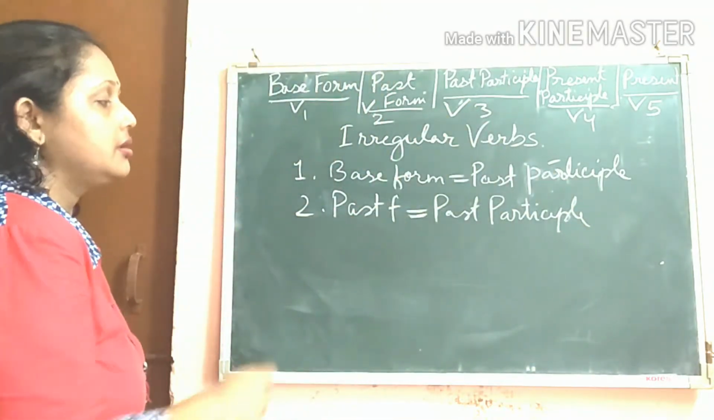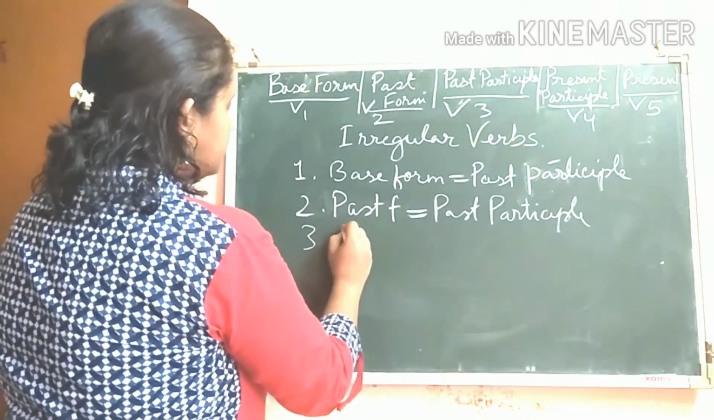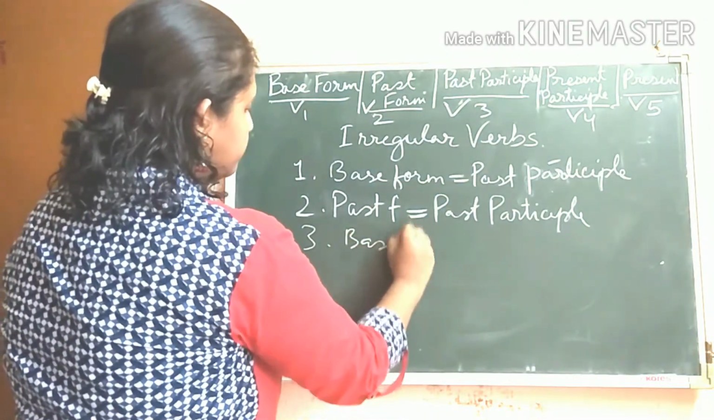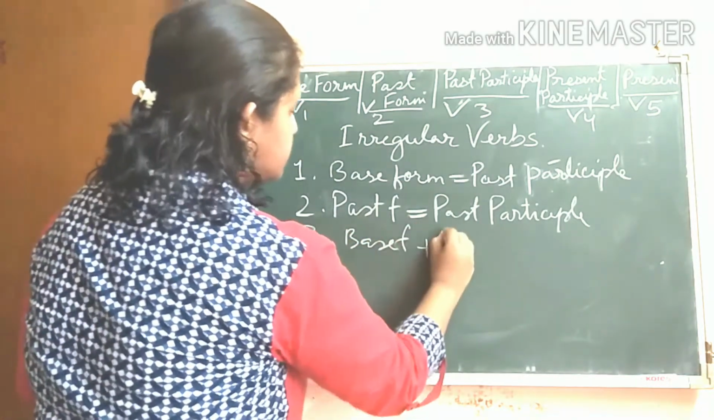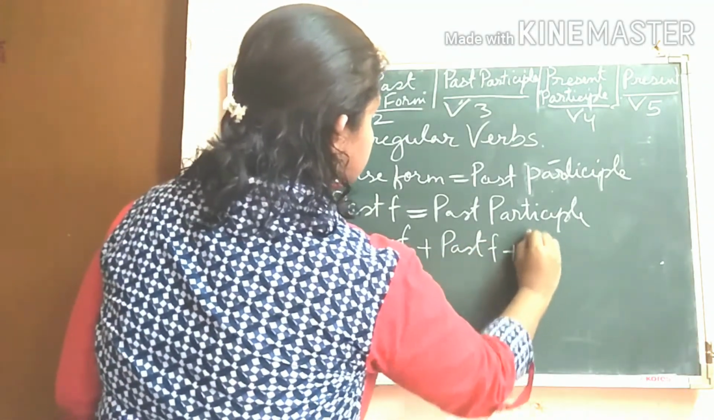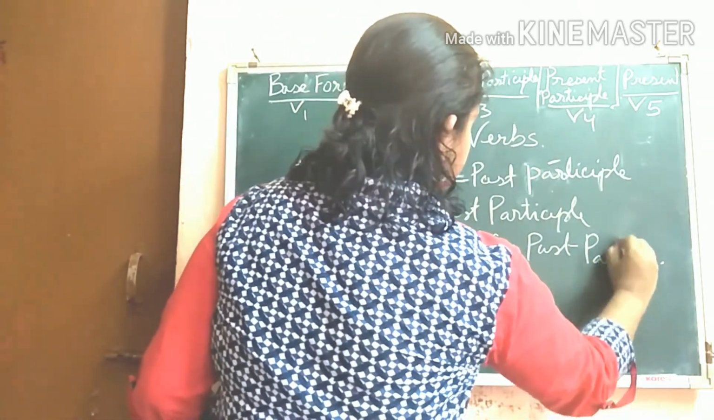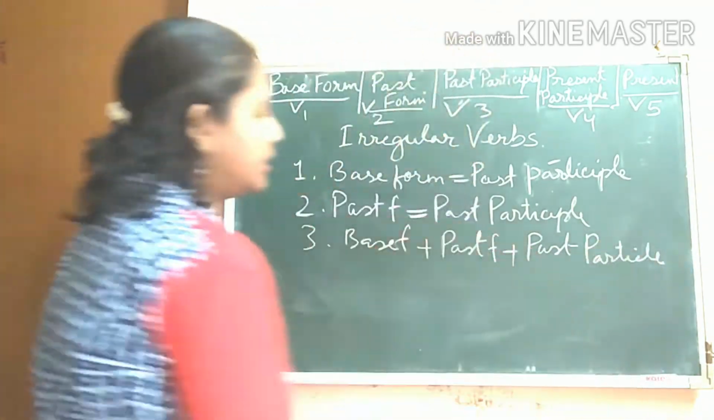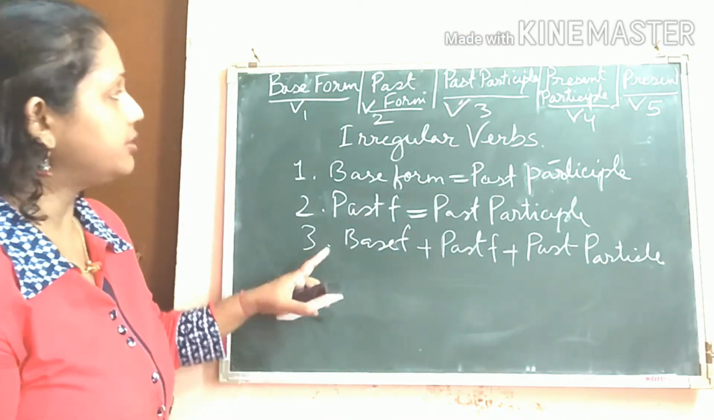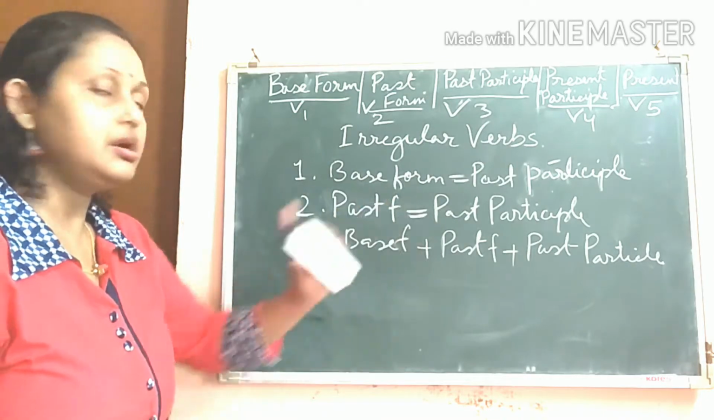Okay. Third category is the base form plus past form plus past participle are same. In the third category, base, past form and past participle 3 are same.